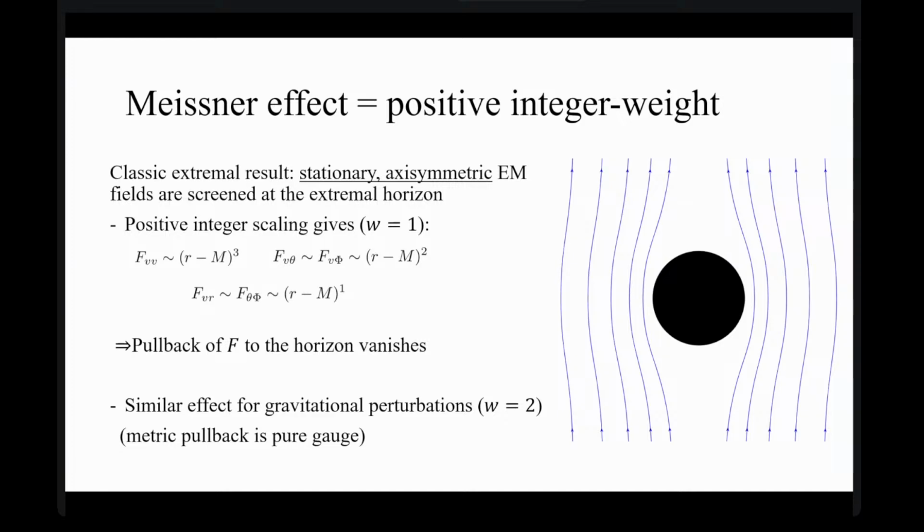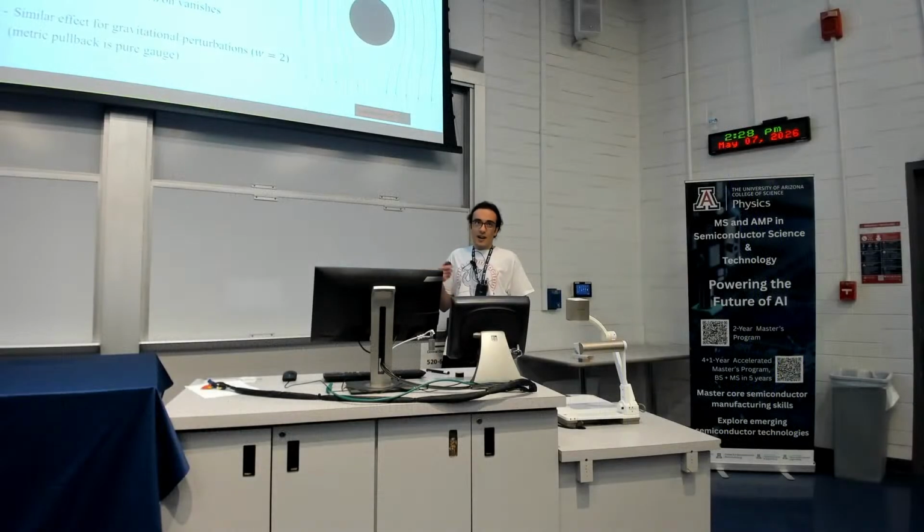It turns out that these axisymmetric perturbations for electromagnetism will have positive integer weights, W equals 1, and therefore the Maxwell tensor will have these components, and the horizon is at R equals M, so on the horizon, the tensor is going to vanish. That's the deflection. And we also find that there's an analogous gravitational Meissner effect, where gravitational perturbations will have scaling weights W equals 2, and therefore the metric perturbations are pure gauge on the horizon.